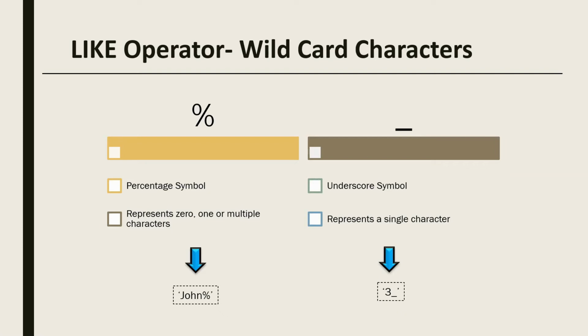But the underscore will identify a single character only. It can be used before the name or number or after it. Suppose I want to identify the persons whose age is in the 30s. For that I will use the underscore. So I will put 3 and then underscore. Here the underscore will search for only one digit after the 3.